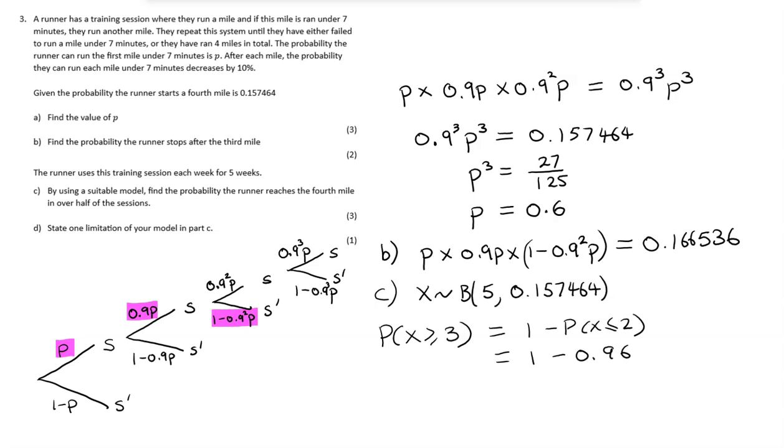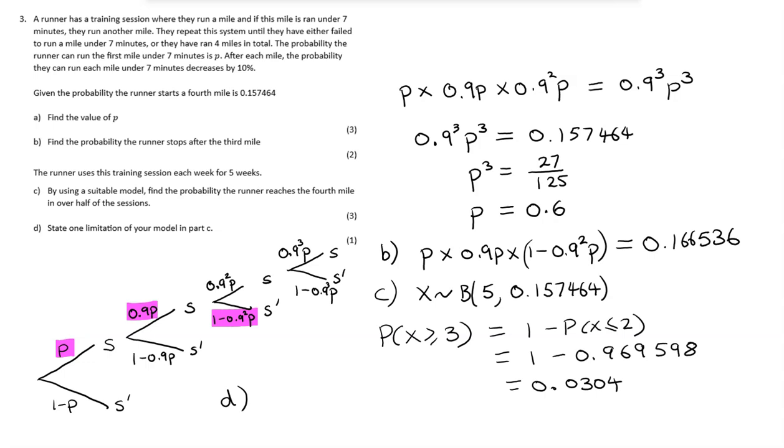So yeah, again, you can use your calculator here with binomial CD. You'll certainly need to, because you won't find 0.157464 in the tables. So you can work that out to get 0.0304. And then for the final part, we're stating one limitation of the model in part C.